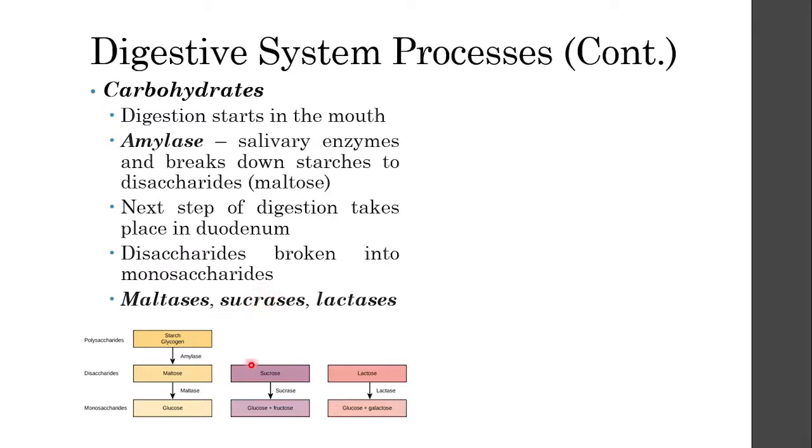Sucrases are the enzymes that break down sucrose, or the table sugar, which is a disaccharide, into glucose and fructose. Fructose being fruit sugar. And then you have your lactases, which are enzymes in your body that break down lactose. Lactose is milk sugar, and it breaks down lactose into glucose and galactose. Galactose is the sugar present in your milk. Basically, that's it.